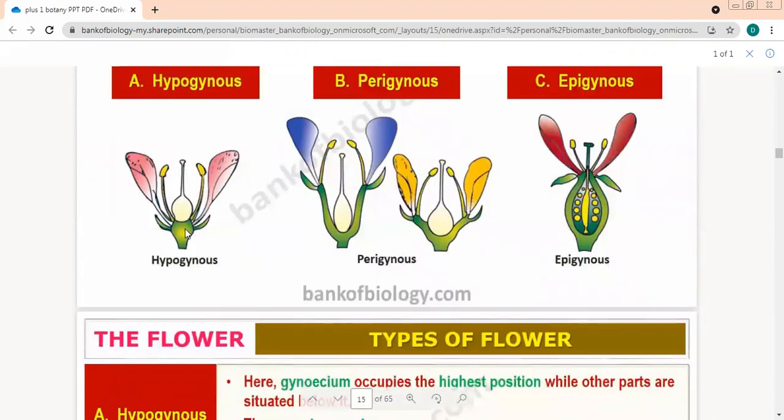Let's try to identify. Come on, this is ours. What will this be? Let's see this. This is the ovary part. Everything is below it. Male part, sepal, petals. So the highest position is of what? Ovary. Ovary. Such ovary is called superior ovary. Good. And the flowers are known as hypogynous. Hypogynous. Shall we? Let's do this. The ovary is in the center.